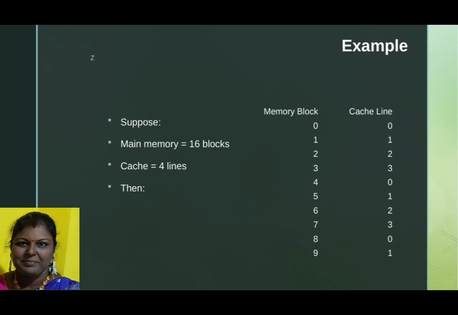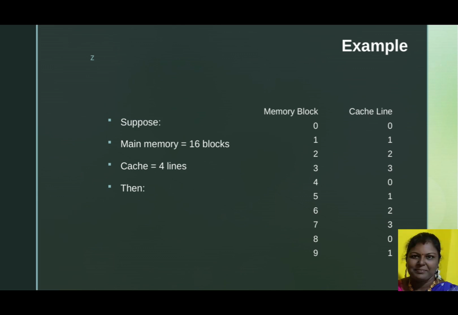Here, we see a simple example of how memory blocks map onto cache lines. Imagine main memory has 16 blocks, but our cache only holds 4 lines. Each block in memory corresponds to a cache line based on a repeating pattern. So block 0 maps to line 0, block 1 to line 1, and so on. When we reach block 4, it wraps back to line 0. This cycle continues, showing how limited cache space forces blocks to share lines, which is key to understanding cache behavior.